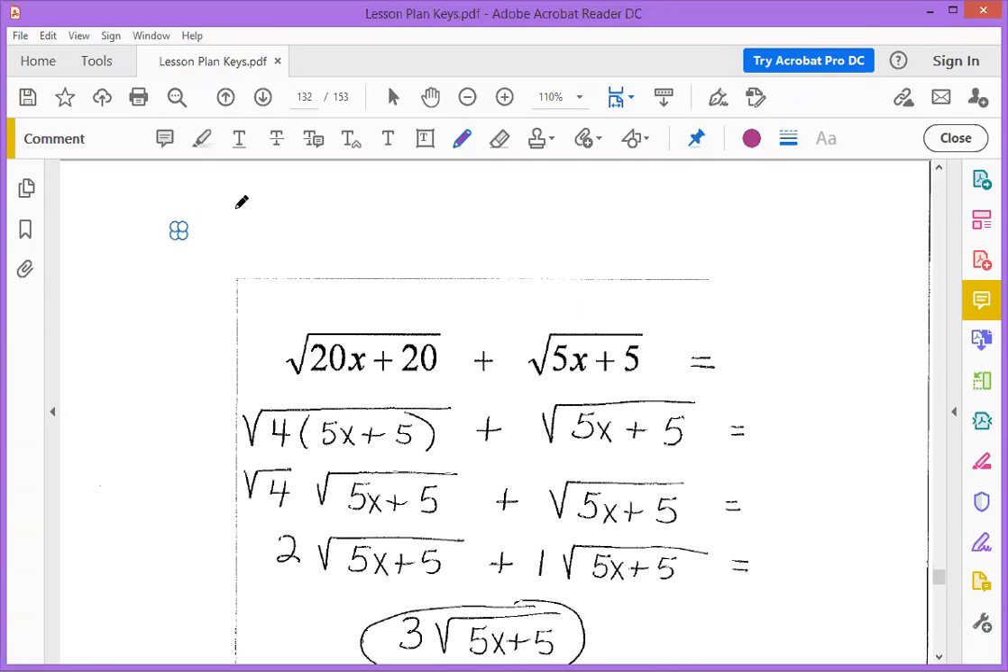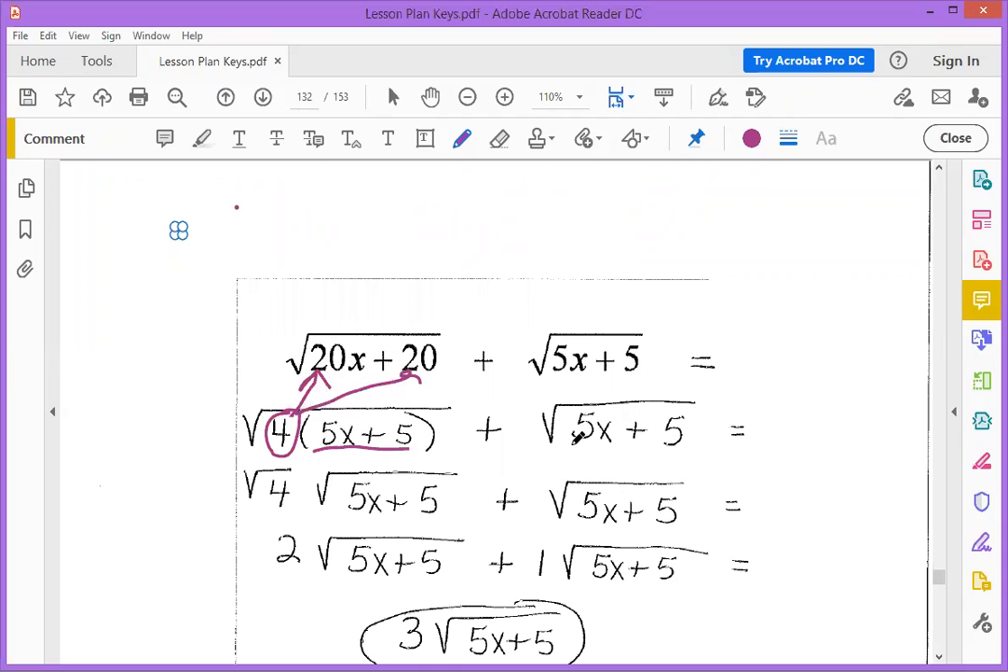All right, in the next example, we see a full expression underneath that square root symbol. So you have the square root of 20x plus 20 plus the square root of 5x plus 5. Now this 20x plus 20, we can simplify a little bit more because the perfect square, 4, can be factored from both of these terms. We can factor 4 from 20 and 4 from 20 again. So when we factor 4 from 20x, we get 5x. And when we factor 4 from 20, we get 5 underneath.